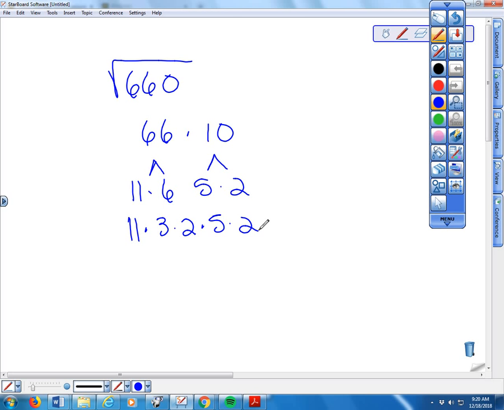But if you don't want to do the calculator method, just factor this into primes. Then look and see if any of these factors, multiplied together, give a perfect square. 11 times 3 is 33, so no. 2 and 2 is 4. So this is going to be 4 times 11 times 3 is 33, times 5 is 165. Are any of these going to give me a perfect square? No, but the 4 will. So this is going to be 2 square roots of 165. And I can't simplify 165 any further for perfect squares.